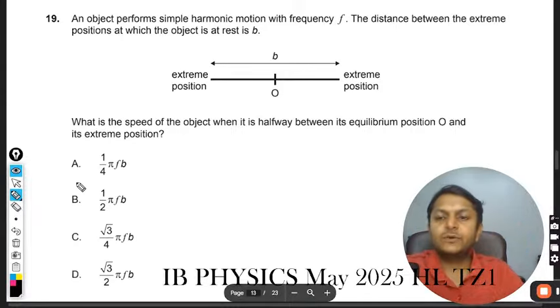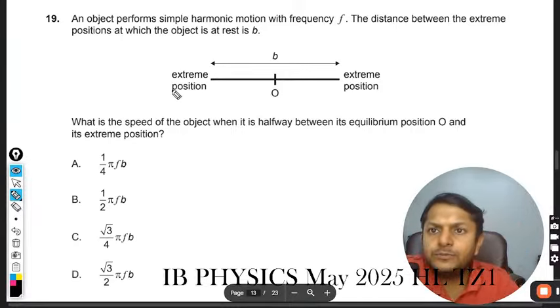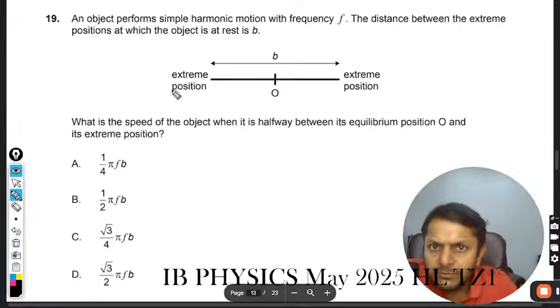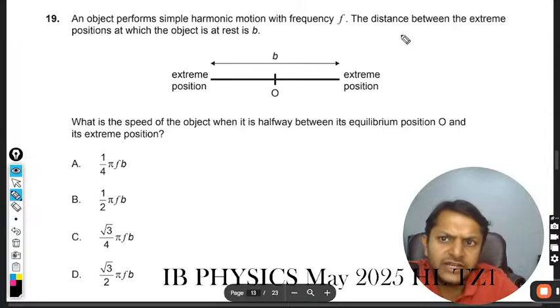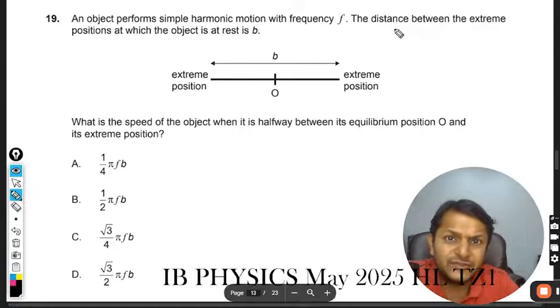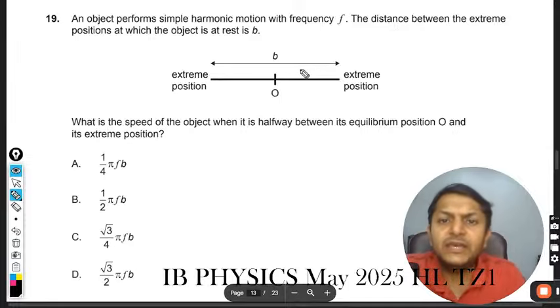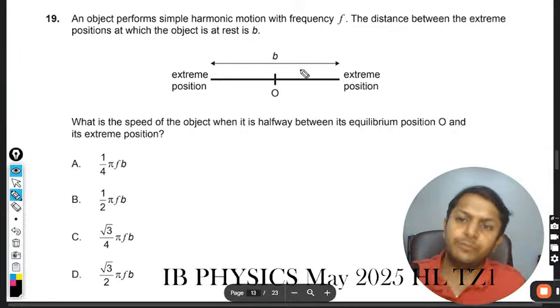Okay, dear student, let's see what is there in this question. An object performs simple harmonic motion with the frequency f. The distance between the extreme positions at which the object is at rest is b. Okay, so b is the total distance between the two extreme positions.